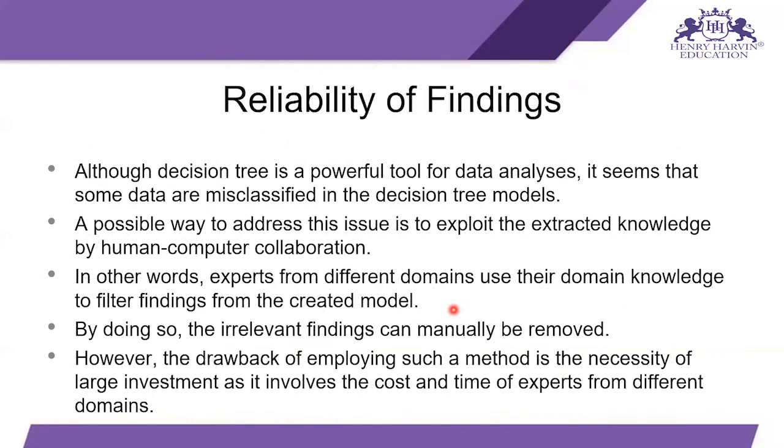And next comes the reliability of findings. Although decision tree is a powerful tool for data analysis, it seems that some data are misclassified in the decision tree models. A possible way to address this issue is to exploit the extracted knowledge by human-computer collaboration. In other words, experts from different domains use their domain knowledge to filter findings from the created model. By doing so, the irrelevant findings can manually be removed. However, the drawback of employing such a method is the necessity of large investment, as it involves the cost and time of experts from different domains.